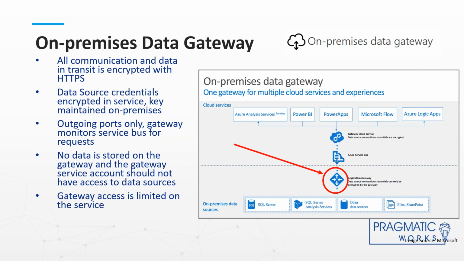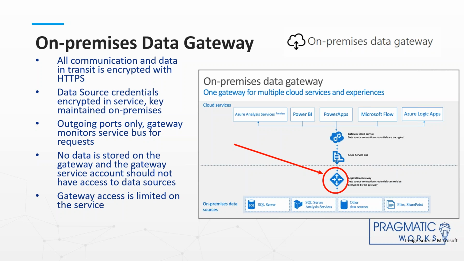The key here is that at no point in this scenario does Power BI actually reach into your environment. It just drops requests onto a service bus and says, hey, if you have this data, I want to request it. So this means that you're fully in control of your data center and your ability to actually shut off Power BI from supporting you. So just be aware of that. It's outgoing ports only.